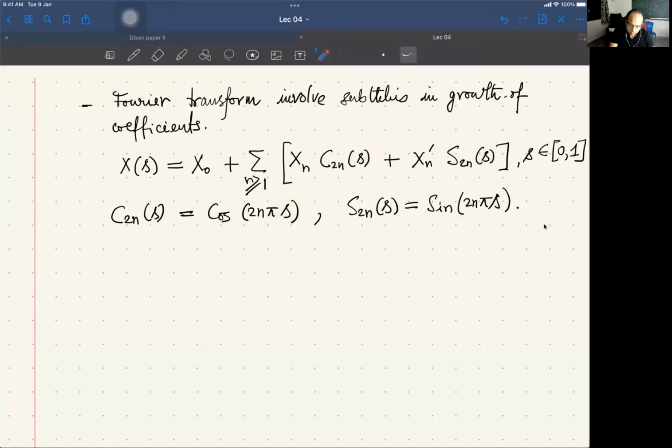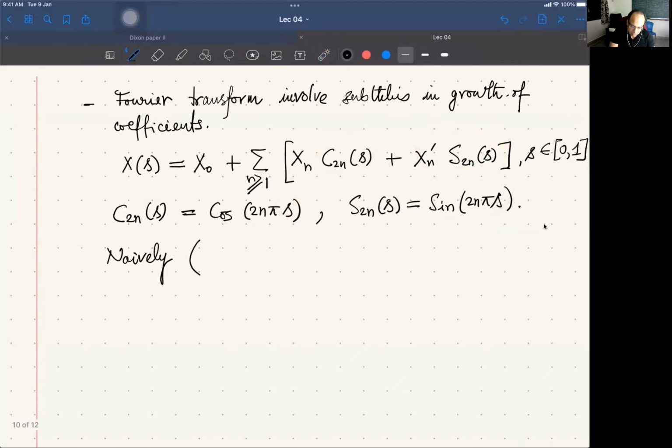Now you see at s equal to 0, this is 0 and this is 1, and at s equal to 1, also this is 0 and this is 1, because both of them are periodic, and therefore this satisfies naively. What is naively? Here the naivety relates to the fact that you are assuming a normal growth of the Fourier coefficients naively.